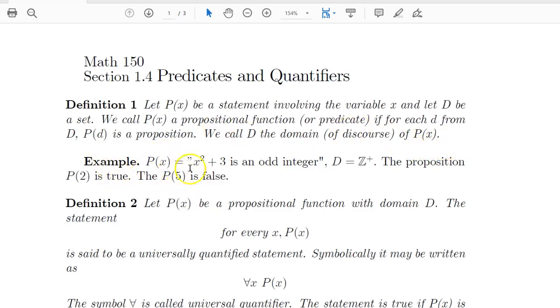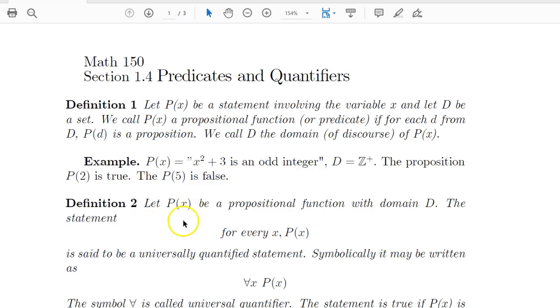Example. P(x) is x squared plus 3 is an odd integer. D is the set of all positive integers. The proposition P(2) is true because 2 squared plus 3 is 7, and 7 is odd. P(5) is false because 5 squared plus 3 is 28, and 28 is even.